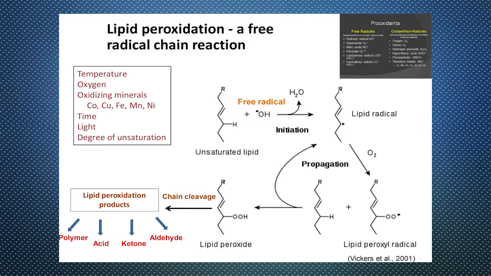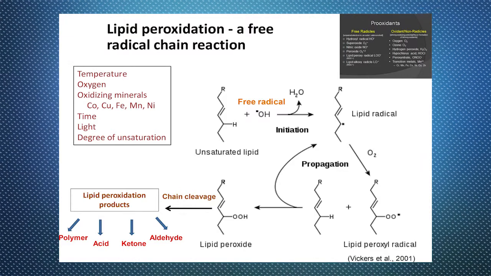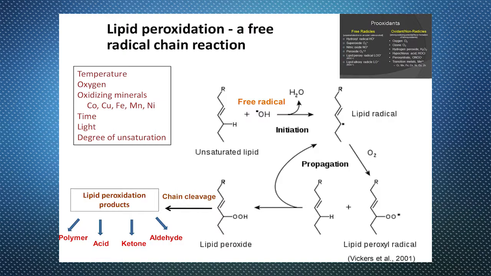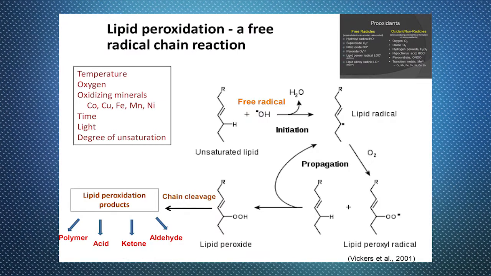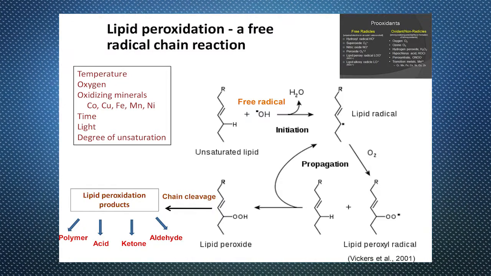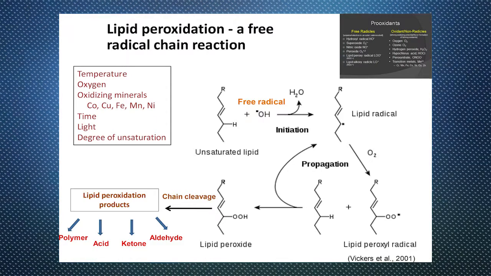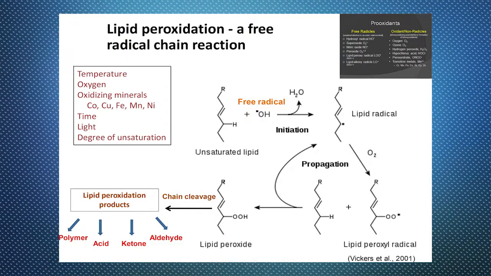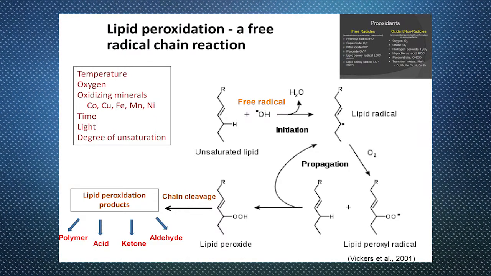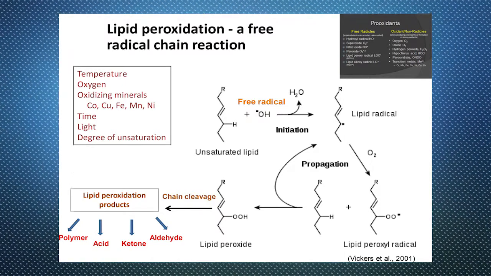You have your unsaturated lipid. You can get a free radical either from the ATP process or outside forces generating a free radical. This free radical will react with this hydrogen to give you a lipid radical. You peel off water, add more oxygen, and you'll get a lipid peroxy radical. This peroxy radical can react with another lipid. Peel this off as water, and this goes back to a lipid radical.